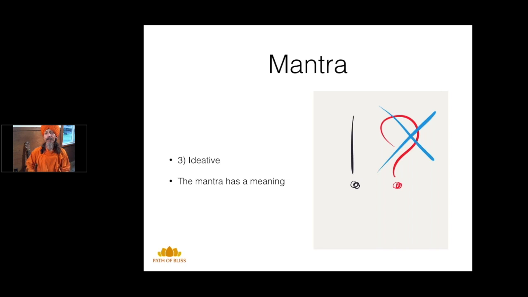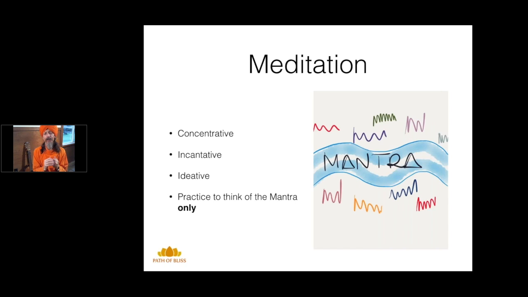So these three characteristics of the mantra: concentrative, keeps the mind focused; incantative, the vibration is suitable, melodious; ideative, it has a meaning.